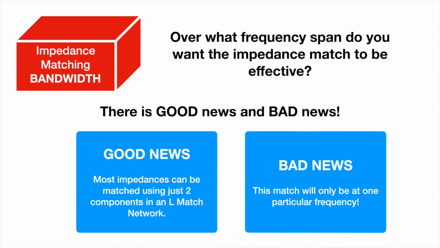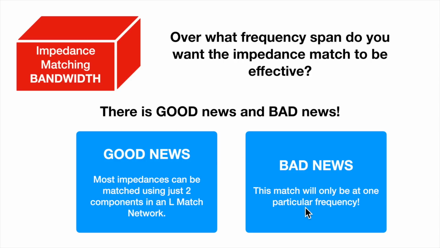But the bad news is this match will only be at one particular frequency. Now, if you're building a tuned amplifier, or your amplifier is in an IF section perhaps, where you've only got a signal at one particular frequency, that's perhaps no biggie. But if you're, as I am doing, putting a matching network on the input of a more wideband RF amplifier, then that is a big deal. Because you think, well, hang on a minute, I want it to be as wide as possible.